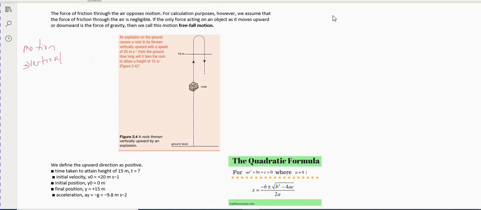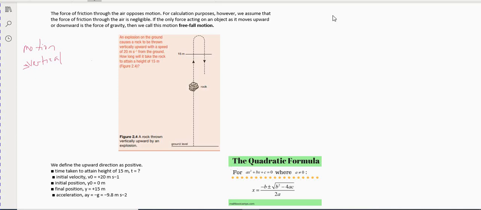Then there's also another aspect of motion where you can just look at the horizontal motion. So we have to understand that whenever motion is taking place, it can either be along the vertical or along the horizontal, or it can be simultaneous. We'll look at that in a few.